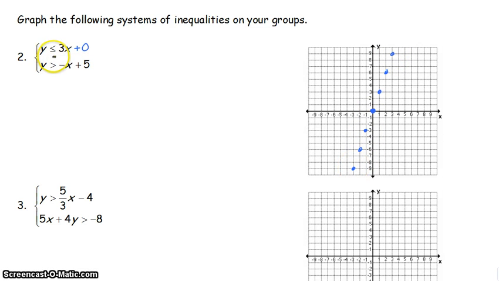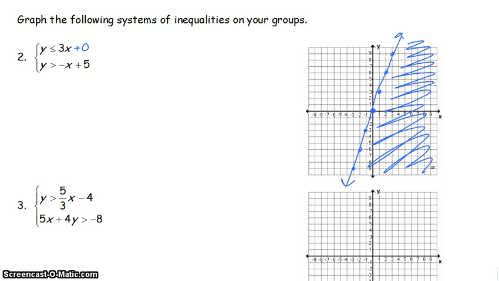And then we look, less than or equal to means that we're going to have a solid line. If I want it to be less than that line, I'm looking at everything below to the right in this case. And then I look at my second line. It's greater than a negative x plus 5, so we start off at a positive 5, a negative 1 slope, so we're going down 1, right 1. We're going to continue that. Keep going. Other direction.